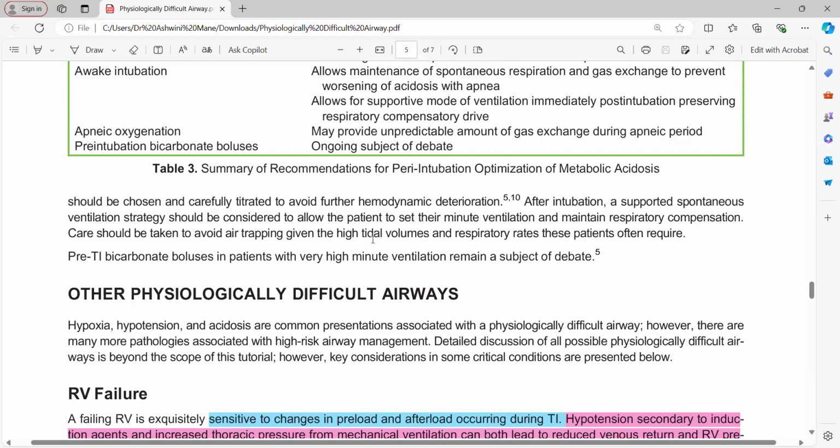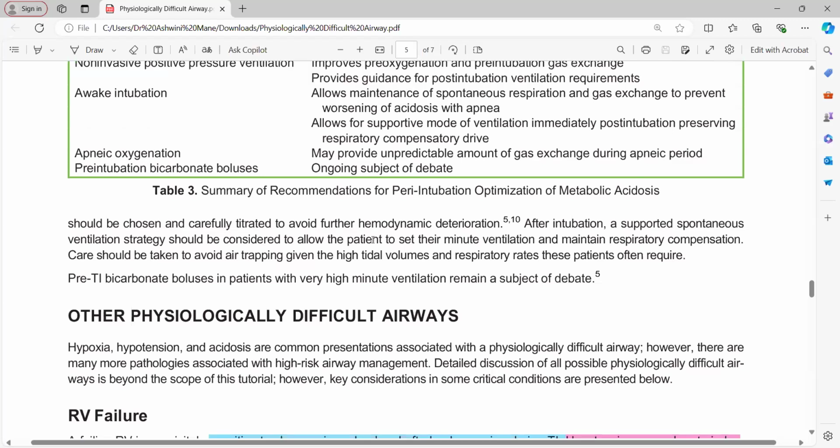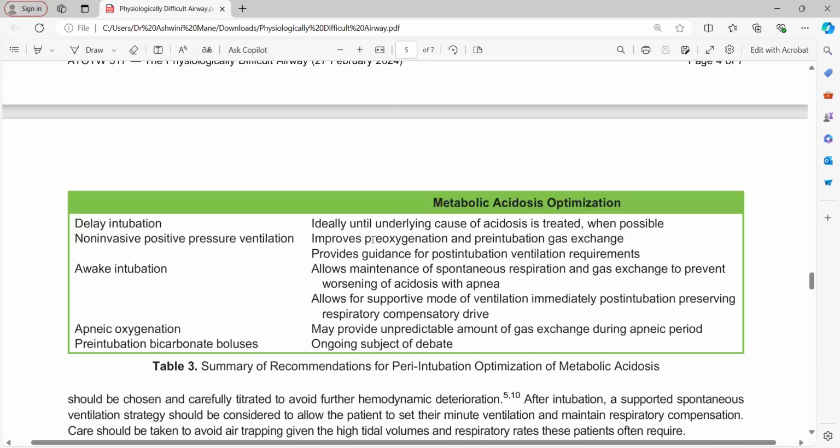Now, in this case, care should be taken to avoid air trapping given the high tidal volume and respiratory rate this patient often requires. So we will see this table where it will summarize the recommendations for peri-intubation optimization of metabolic acidosis.